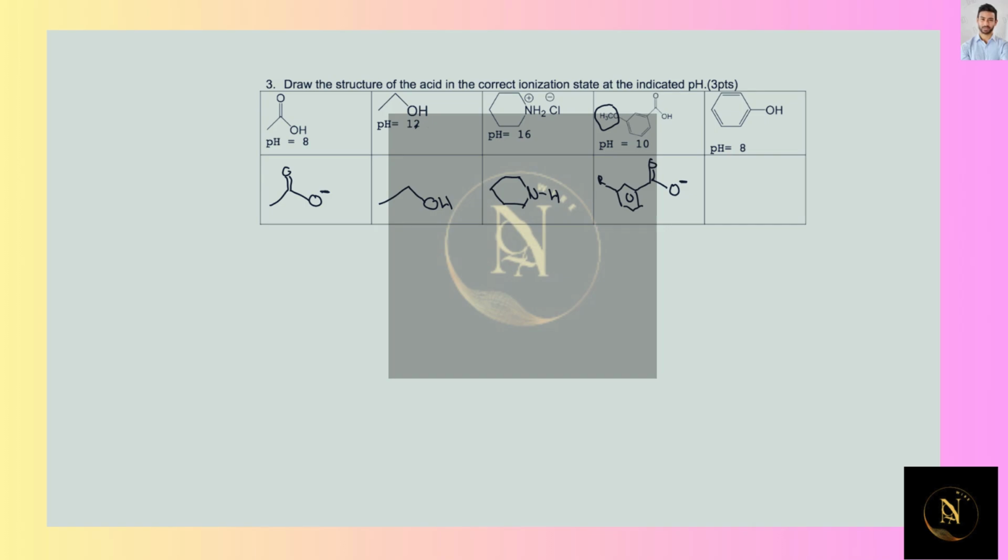And finally, for the phenyl compound, we said that the pKa was 10. So that means that we are going to have the acidic form of the phenyl compound, which is the phenyl as it stands, OH direct. So those are the forms that we're going to find these compounds.